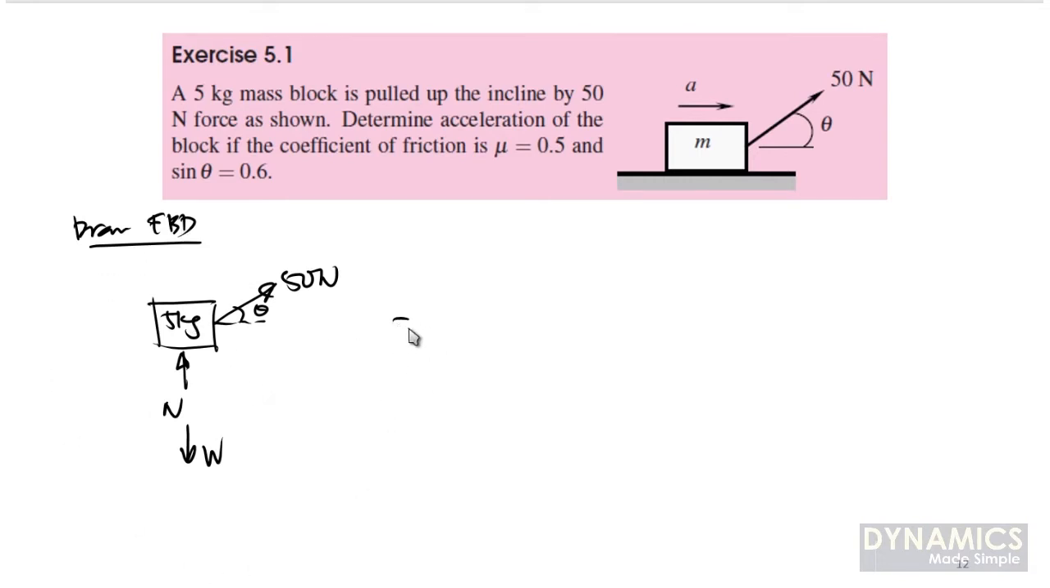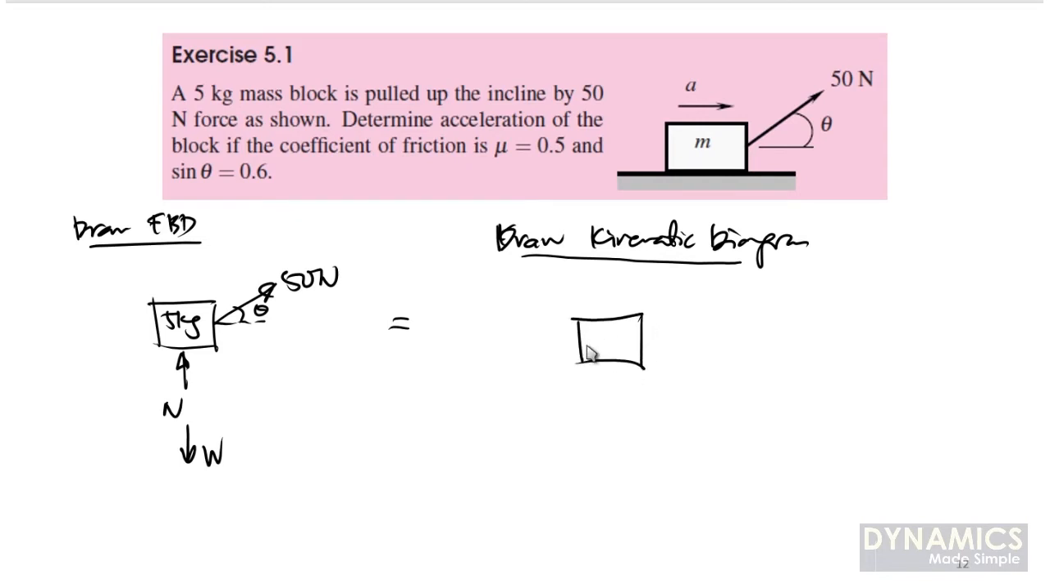And of course, normally we will draw another diagram, okay, just to illustrate the motion of the particle, and we call this our kinematic diagram. Okay, what's in this kinematic diagram? It's just the mass and its acceleration direction. So acceleration in this case is in a straight line direction. Okay, a. That's it.